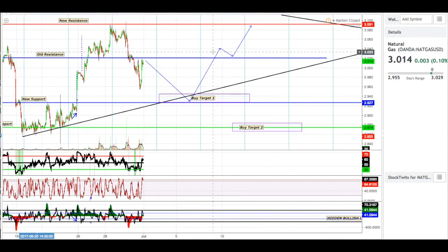So that has been my analysis, my predicted price path for the natural gas commodity next week.